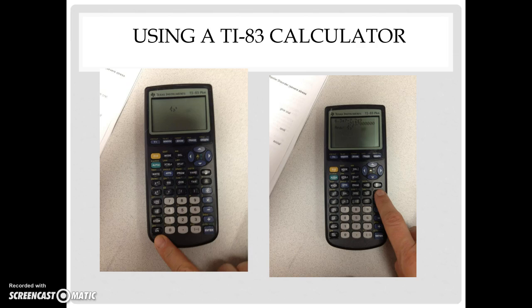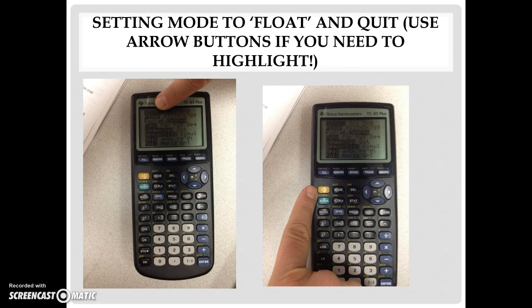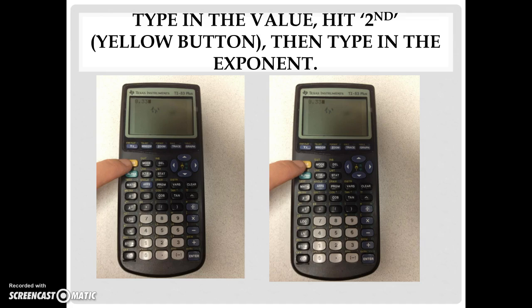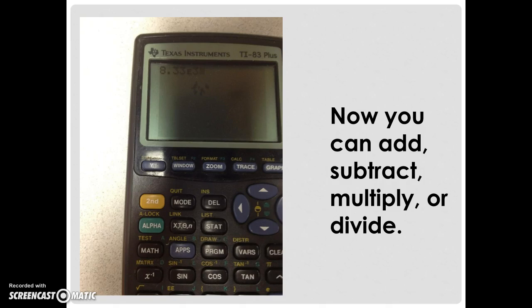All right, so if you have a TI-83 or above, it's going to be something like this. You turn it on, and then you make sure it's clear, and then you want to go to your mode. The mode has to be in float. So set the mode to float, using the arrow buttons if you need to highlight, to get it into float mode. Type in the value that you're interested in, like 8.33. Then type in the second button, and then the E button, and then the power. So once you've done it, 8.33 second E3 will show up as 8.33 E to the third power on your calculator. Once you've done that, you can add, subtract, multiply, and divide correctly in this class.